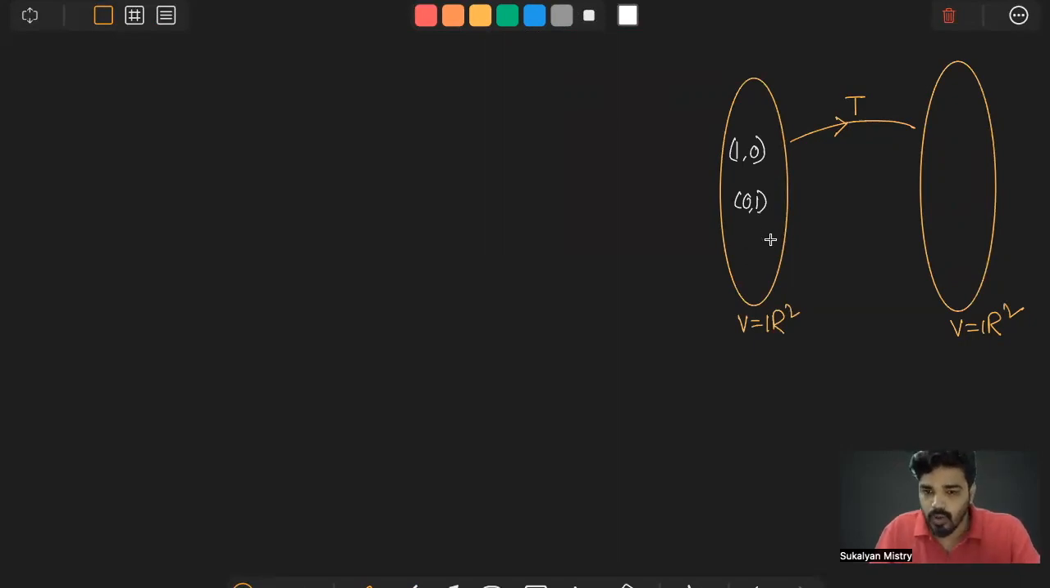Let XY belong to R2, an arbitrary vector. First of all, we have to express XY as a linear combination of 1, 0 and 0, 1. What is our target? First, we have to find the linear transform. Here it is given that T is a mapping from V to V. The ordered basis of R2 is 1, 0 and 0, 1, and similarly the basis of R2 is 1, 0 and 0, 1.